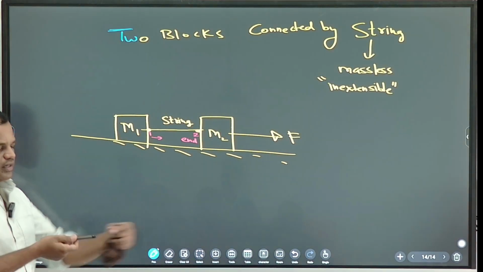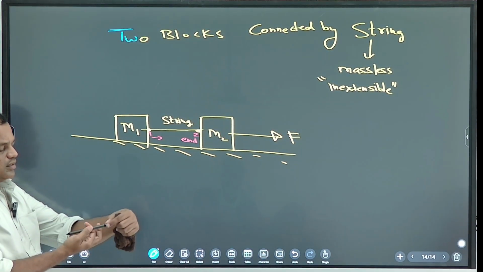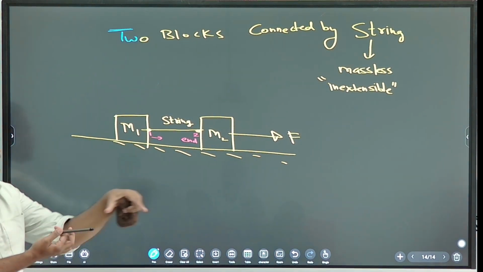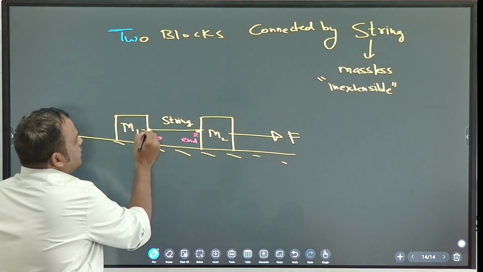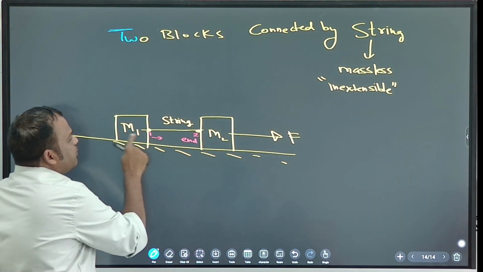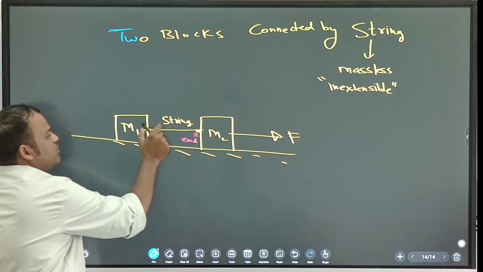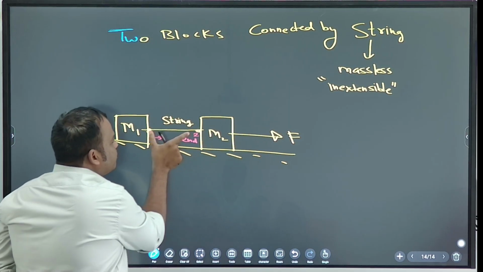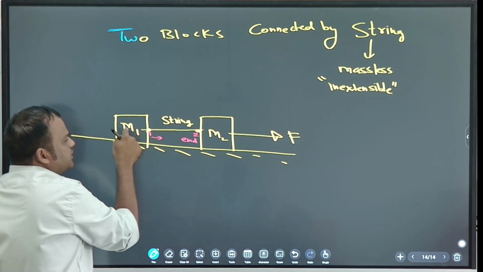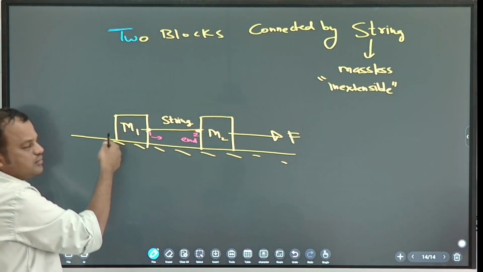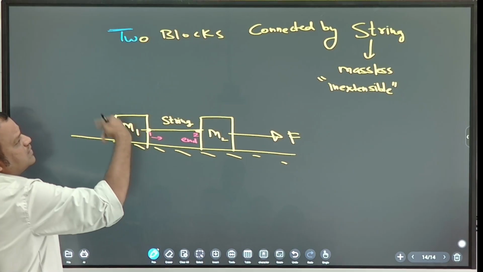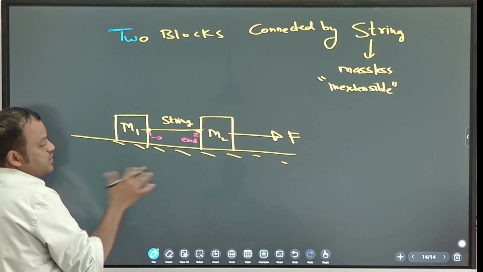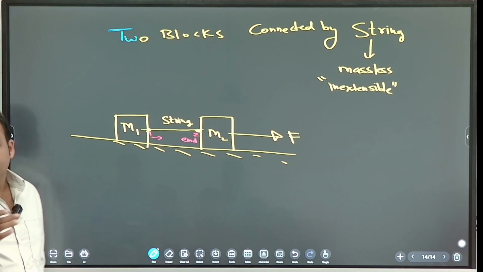Correct? Like this pen. Observe this pen. If this end is moving here, then this end is also moving here. Correct? Both ends are moving like this. And it is attached here. So why will M1 move? Because of string. You are pulling M2 right side. So M2 is pulling the string and string is pulling M1. Correct? So this is known as a connected system. They are connected, like a train. Train is also like this. Engine is pulling the next bogie.